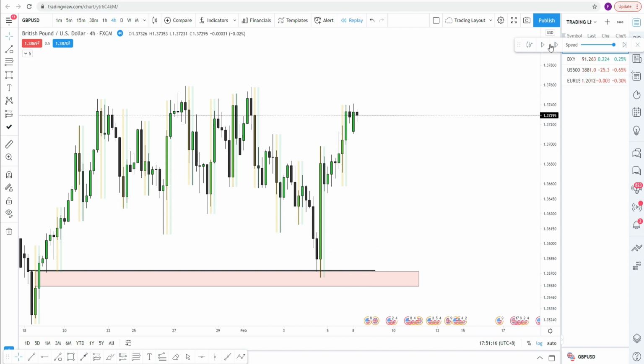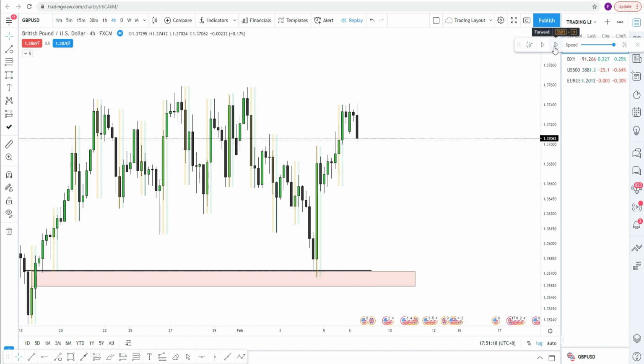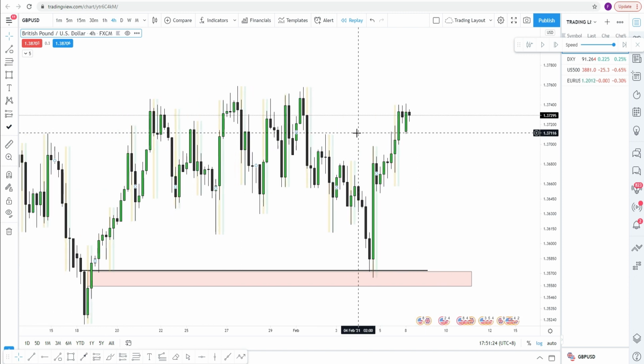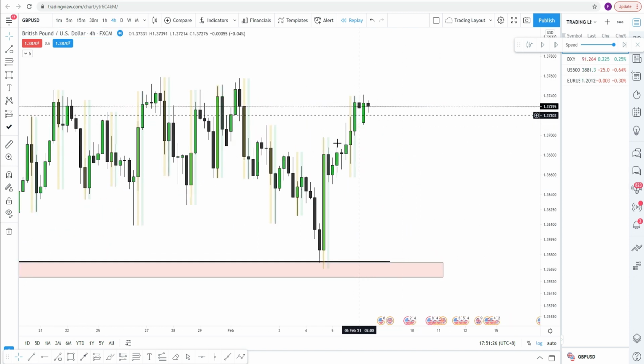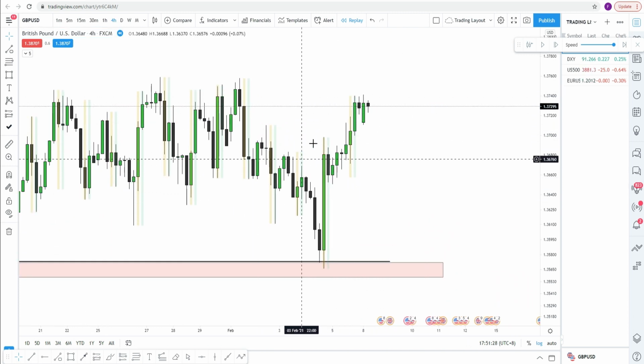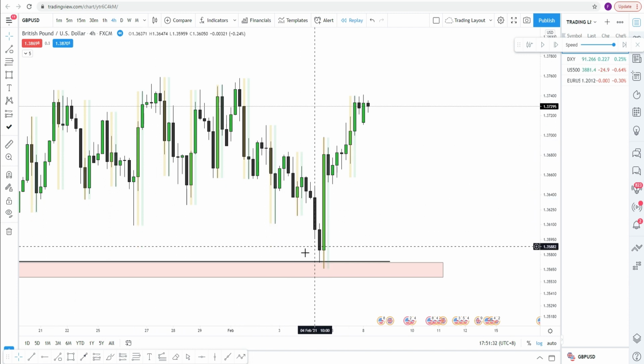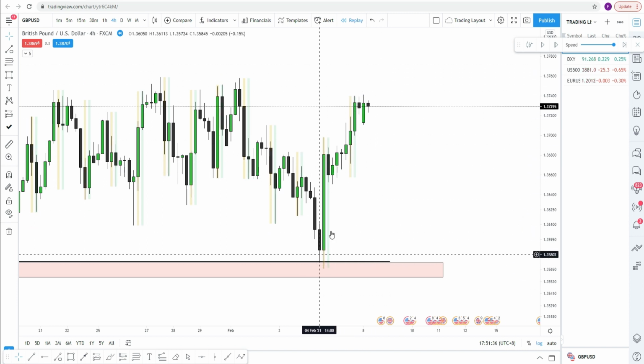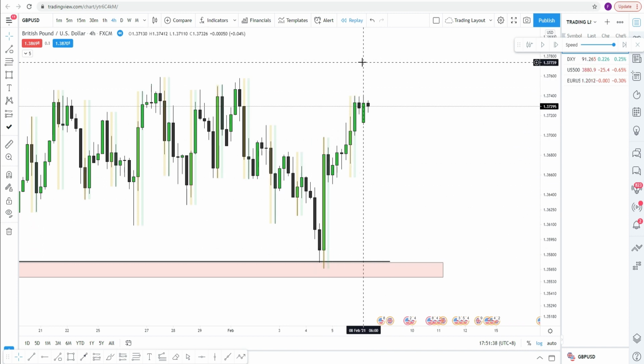Moving on. Let's go to the next day. I think I went too fast. Let's just go a bit back. So now we approach the next day, right? Before starting your day trades in the next day, you're going to be analyzing what's in this price range.